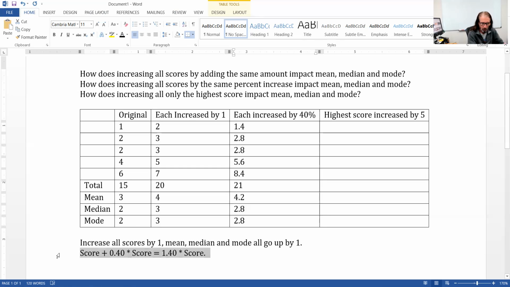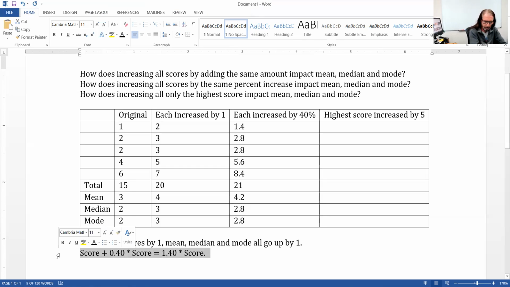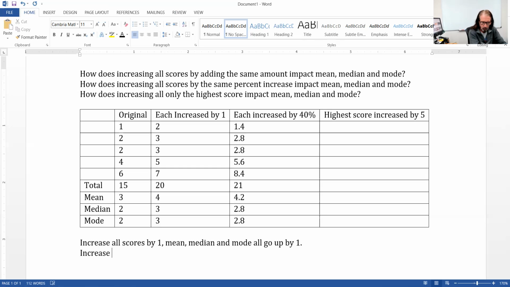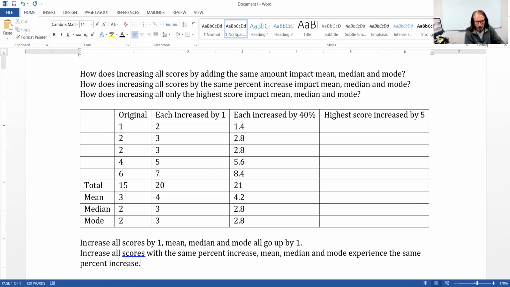So when we increase by the same percent, mean, median, and mode experience the same percent increase. And this also is regardless of the set of data and the percent increase that I chose being 40%. Well, it could have been 50%, could have been 33%, could have been 97.5%.